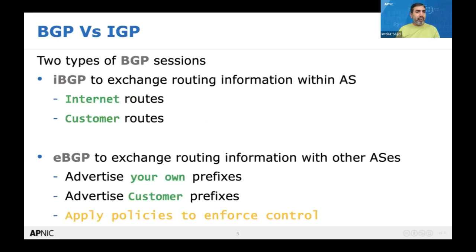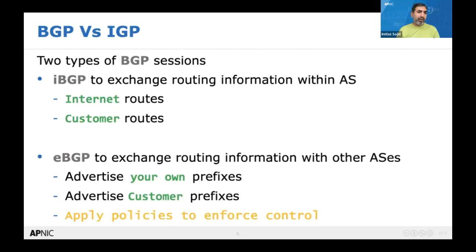If we take a look into BGP, there are two kinds of BGP session: one is iBGP, another is eBGP. iBGP is used to exchange routing information within an autonomous system number, and it is used to carry internet routes and the customer routes. eBGP, on the other hand, is used to exchange routing information between different ASes, and we use it to advertise our prefixes and the customer prefixes. It also helps us to apply policy, so we have some sort of control over the advertisements we make and what we receive from others as well.